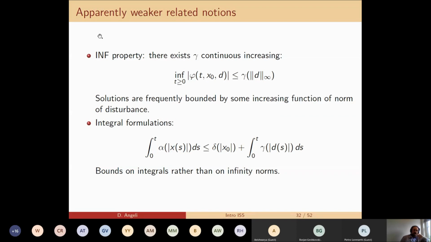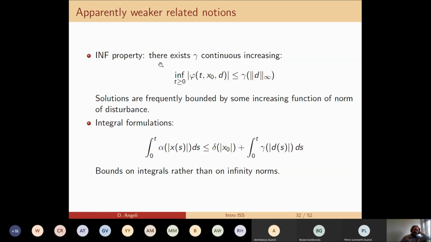I move now to talk about apparently weaker related notions to input to state stability. So there are some other properties that one can really introduce. I think this is really the apparently the weakest possible formulation of ISS, I would say.